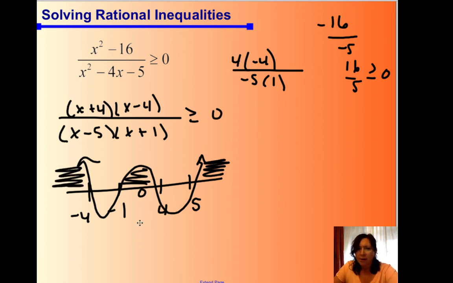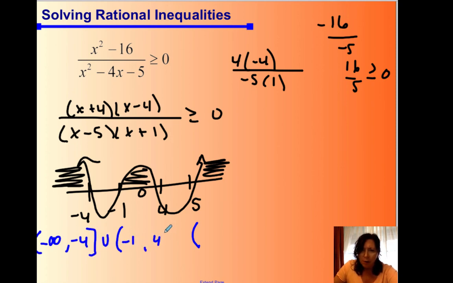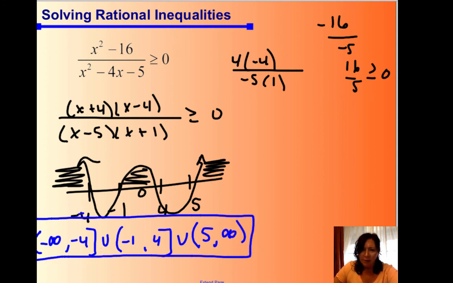So that means it's going, and put in your asymptote value. So I know that at 5, here, that's a parenthesis. I know at -1, also a parenthesis, because those are my vertical asymptotes. So this is going to be parenthesis -infinity to -4, bracket, union, -1 to 4, bracket, union 5 to infinity. And so that whole thing is my answer.